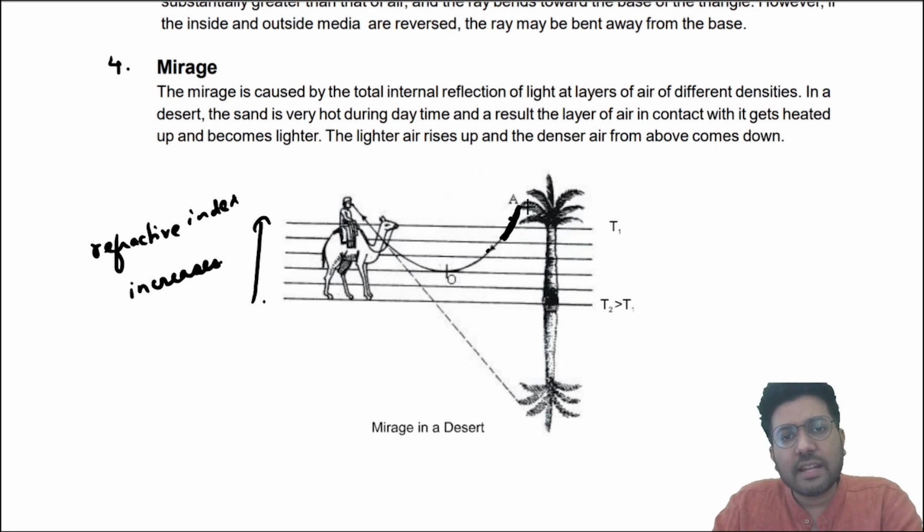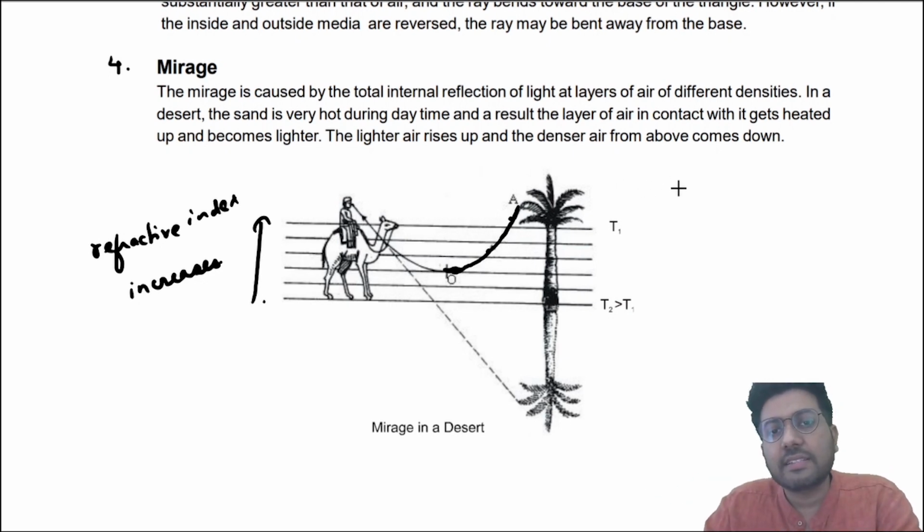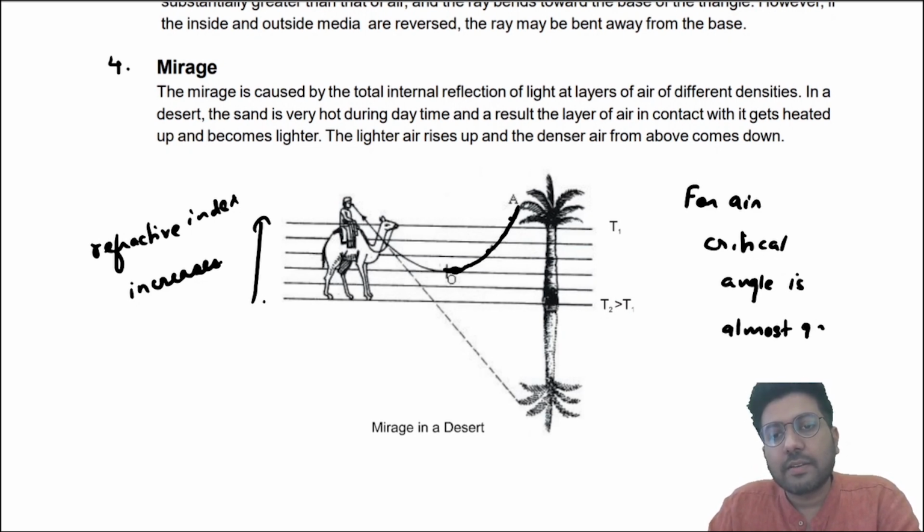So that is why the light is continuously bending away from the normal. At one point the bending is close to 90 degrees. For air, I will tell you, the critical angle is almost 90 degrees. Okay, so for air the critical angle is almost 90 degrees.